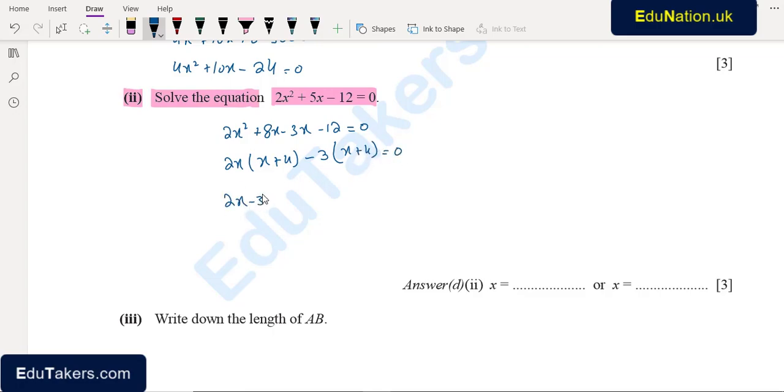Now (2x − 3)(x + 4) = 0. So 2x − 3 = 0 or x + 4 = 0. From this, x will be 3 over 2, and from this, x is negative 4. So x is negative 4 or 3 over 2.